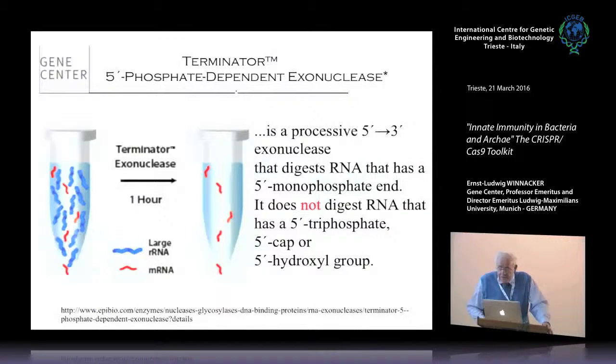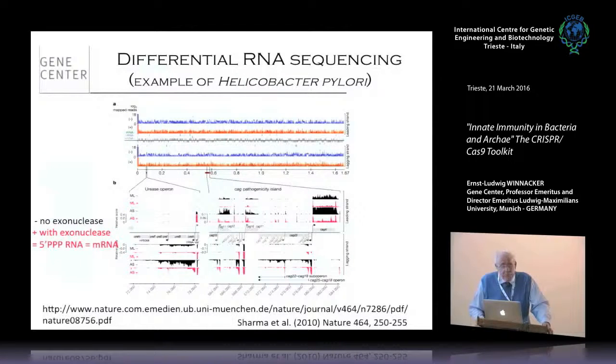It was first described in a paper on Helicobacter pylori, the bacteria in the stomach responsible for ulcers. You can see here very well, no exonuclease in black, with exonuclease, and you can see how in the presence of exonuclease the start sites are highly enriched. Here the red positions, and there are some other ones here.